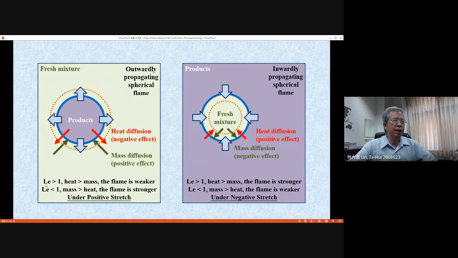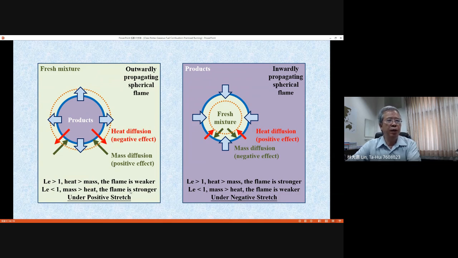If the Lewis number is bigger than one, that means the heat influence is stronger than the mass. Unfortunately, in this case, the heat will give you the negative effect, but mass gives you the positive effect. That means that you have a stronger negative effect overwhelming the weaker positive effect. Then the flame is weaker. The result is completely similar to the previous case for a flame propagating in a stagnation point flow. Similarly, you may have the same result. You can think about by yourself the case for the Lewis number smaller than one.